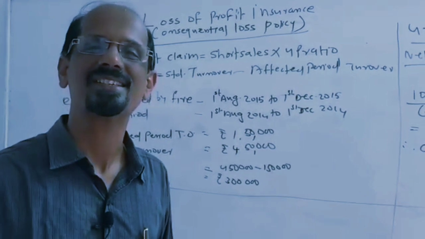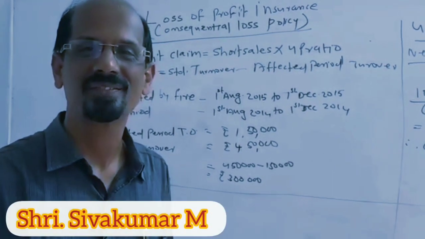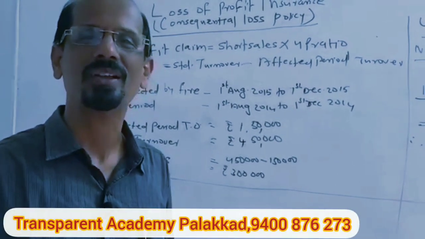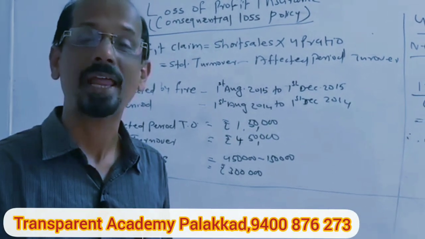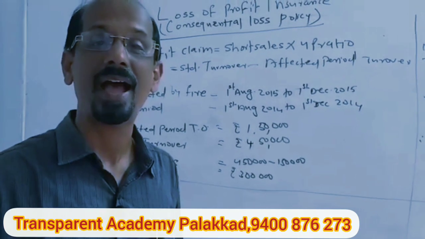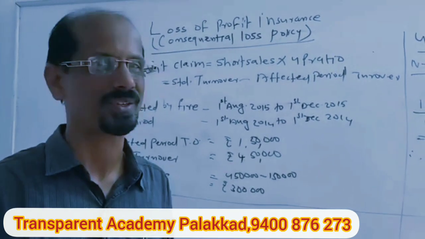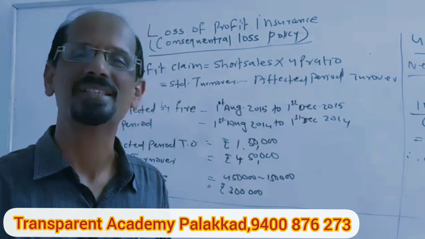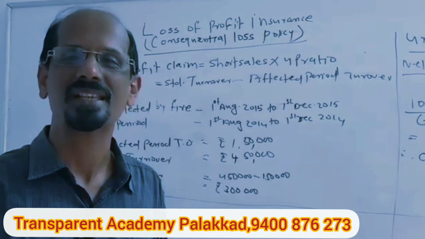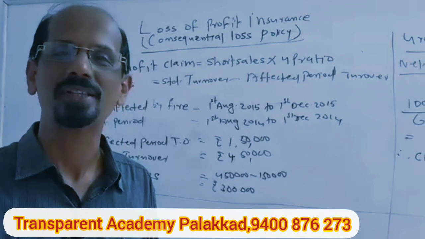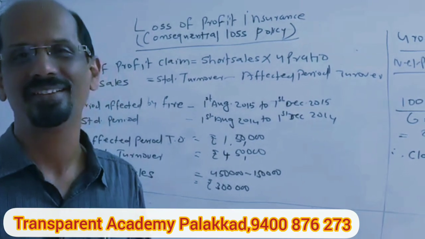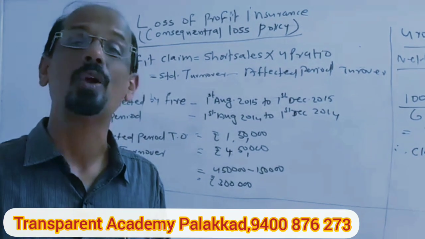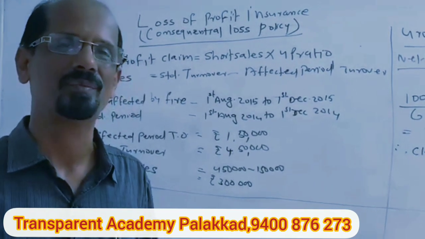In the last class, we discussed how to calculate the claim on loss of stock and how to calculate the claim under average clause in respect of loss of stock. Today we are going to discuss insurance claim under fire policy under a different head, that is loss of profit insurance, that is consequential loss policy. What do you mean by that?